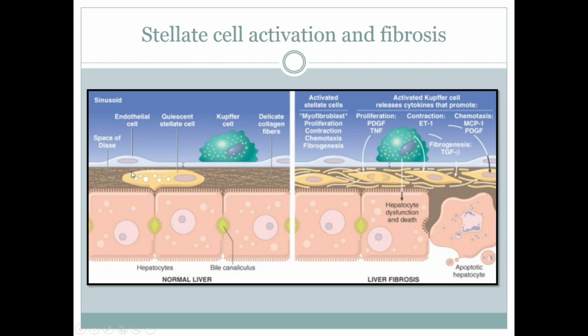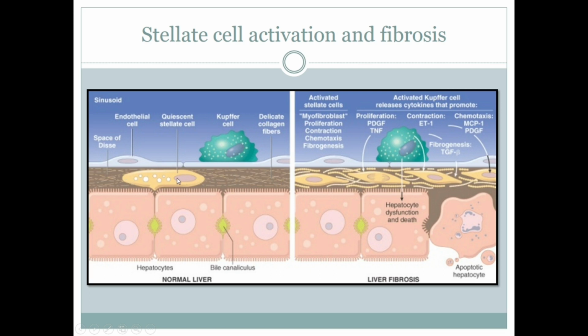And here, between each line of hepatocytes, there is the sinusoid. Okay, the sinusoid is always lined by endothelial cells and also Kupffer cells on the luminal side. But there is a space between this endothelial cell lining and the hepatocyte, and this space is known as the space of Disse. In this space of Disse, there are stellate cells.